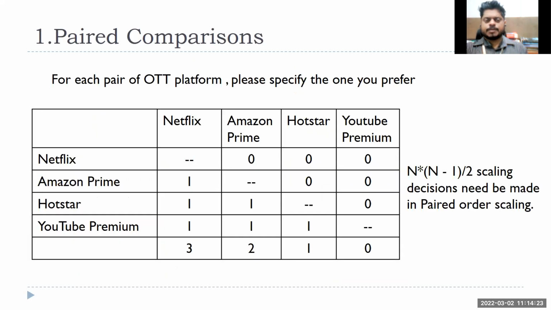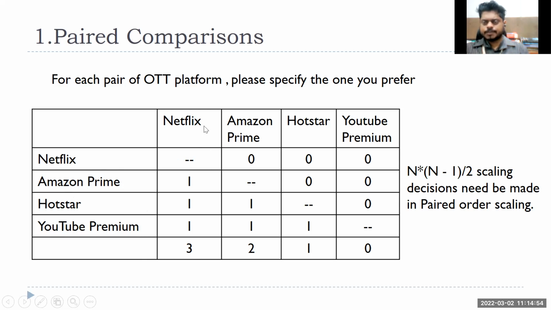So, paired comparison. How does it happen? I create this kind of matrix structure. Now I ask the customer: if there are 4 OTT platforms you are using, Netflix, Amazon Prime, Disney Hotstar, and YouTube Premium, how do you rate Netflix in comparison to the other brands? Initially this will remain blank.